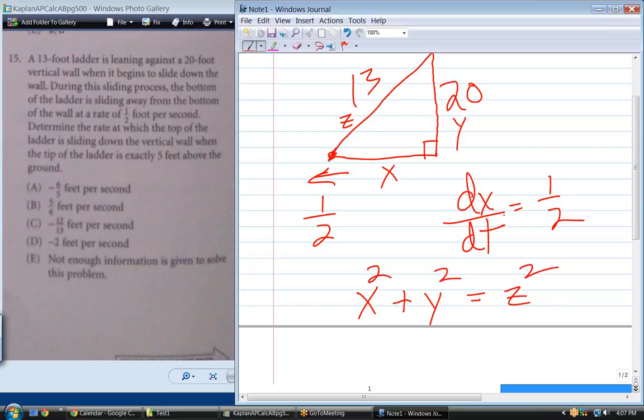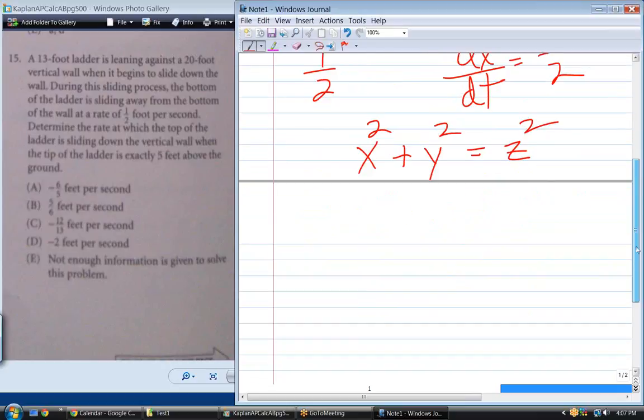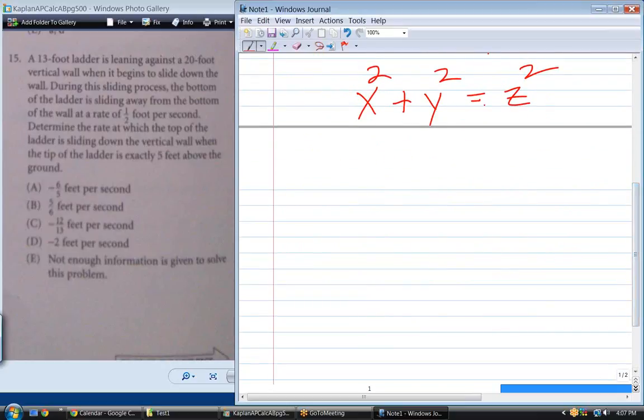And the only information I have is dx/dt. So how do I get dx/dt from this equation? You implicitly differentiate it. Right. Okay, with respect to t, which isn't even in this equation. So if I'm implicitly differentiating both sides with respect to t, I have to do it to this side over here also.